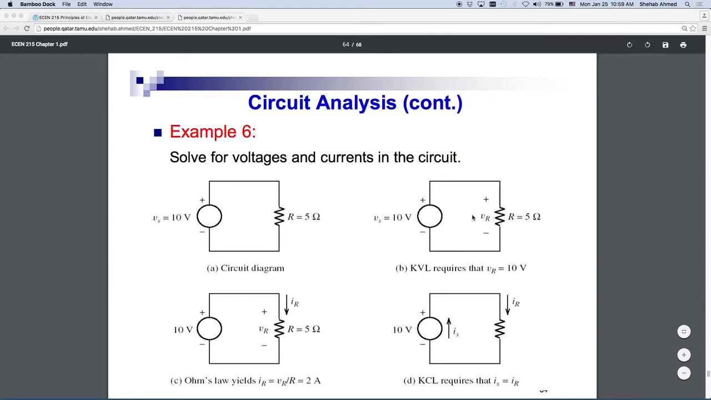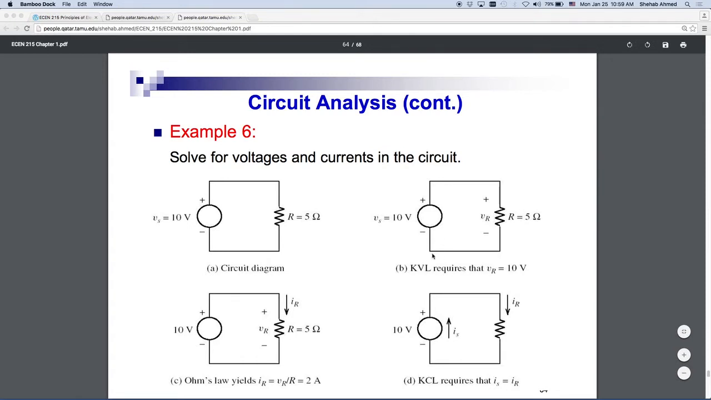Since this resistor is in parallel with this source, the voltage across the resistor is equal to 10 volts, which is the source voltage, right? Another way we can do it is something else we talked about last time: if we don't know this idea of parallel, we said that using Kirchhoff's voltage law, if we sum up the voltages around the closed loop, the sum will be 0, right?